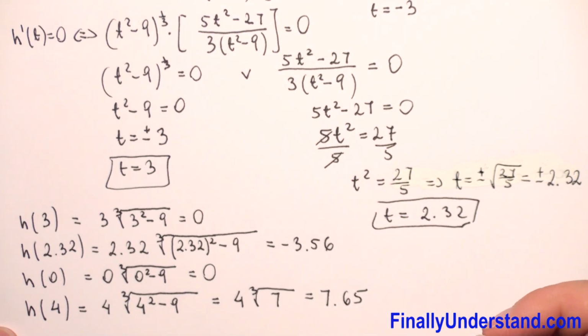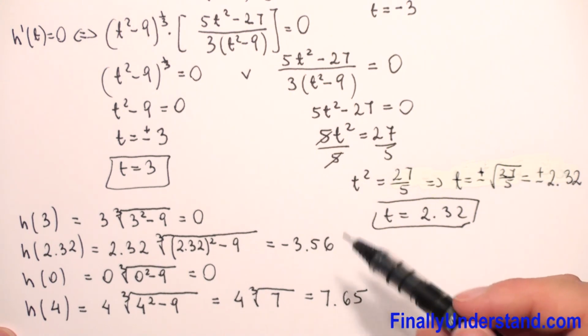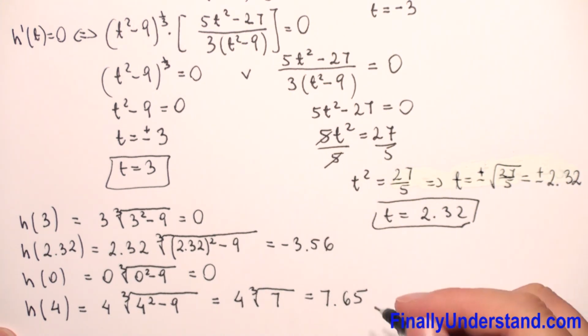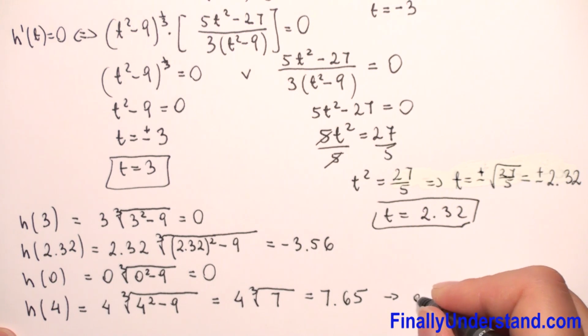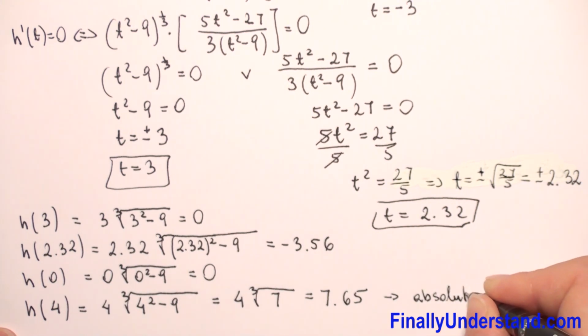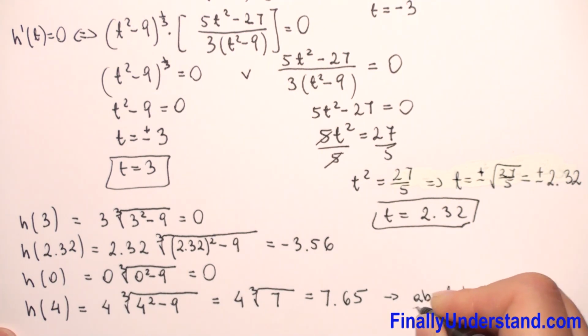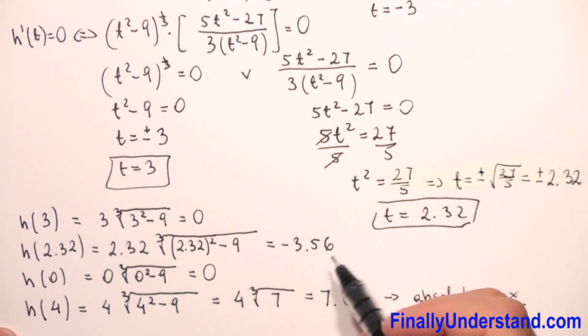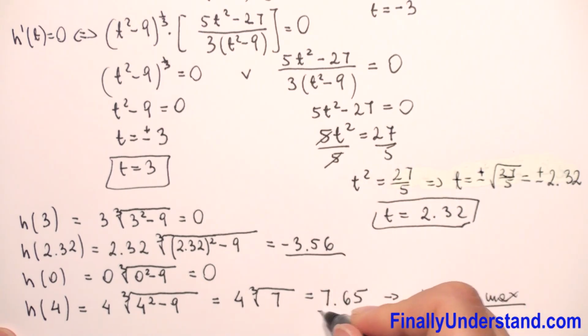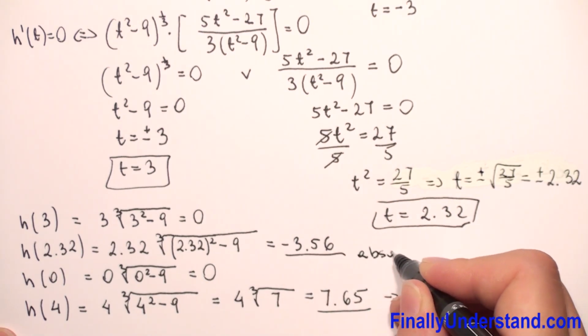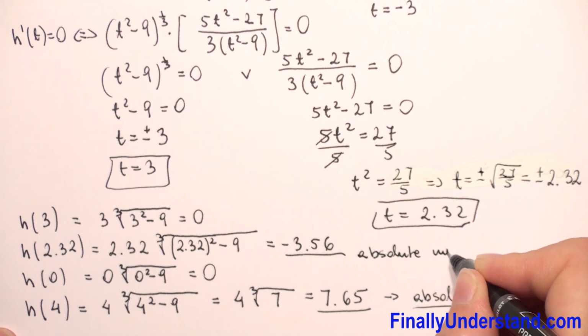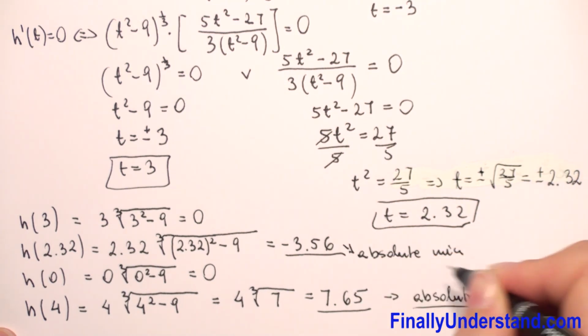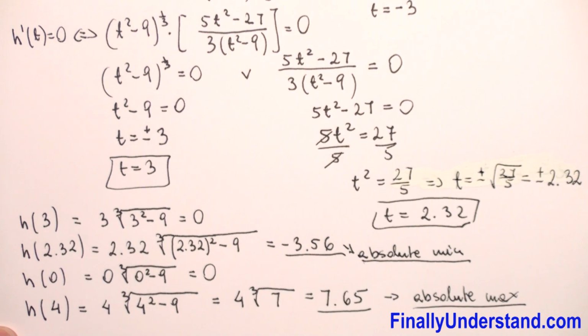Now we have to choose the largest value. The largest value is 7.65, so this is our absolute maximum. And the smallest is negative 3.56, so this is our absolute minimum. So this is my solution.